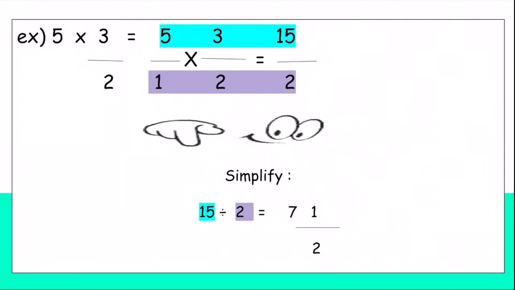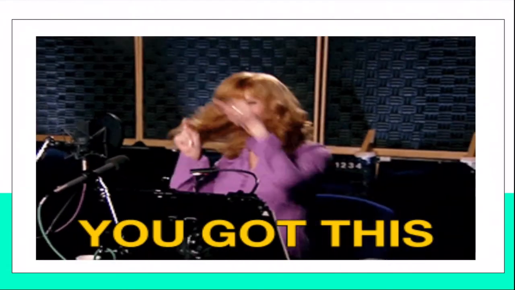It's just like multiplying fractions that we did yesterday, straight across, and just like changing those improper fractions to mixed numbers, okay? I think you got this.